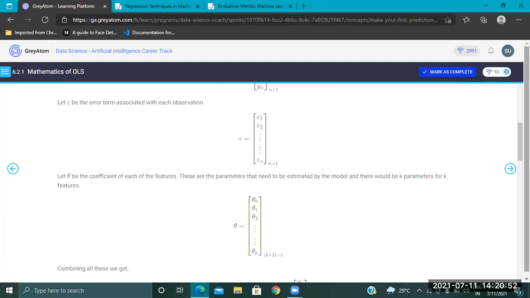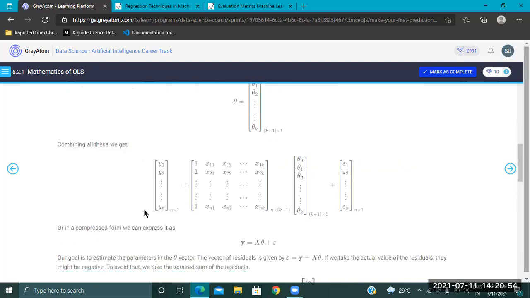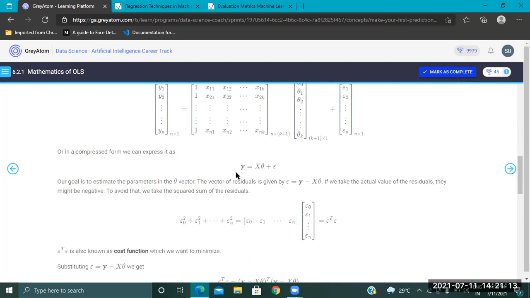By using that line, just imagine: y equals the matrix of x1, x2, x3 and so on, multiplied by this slope, or theta variable in data science, and this is the bias. We are adding the bias, which is nothing but the errors here. So in simple manner, y equals x theta plus e. Our goal is to estimate the parameter theta. The vector of the residuals is given by e equals y minus x theta.